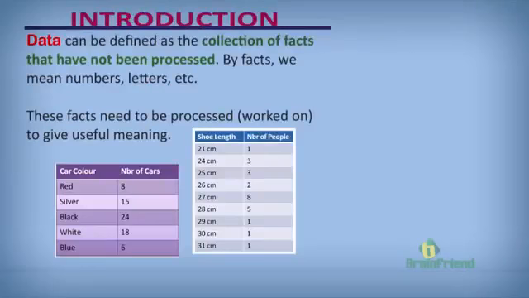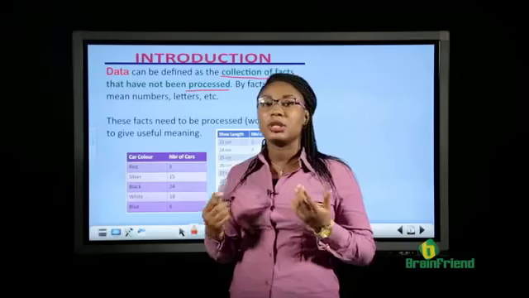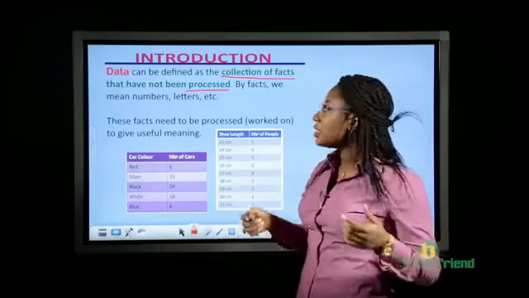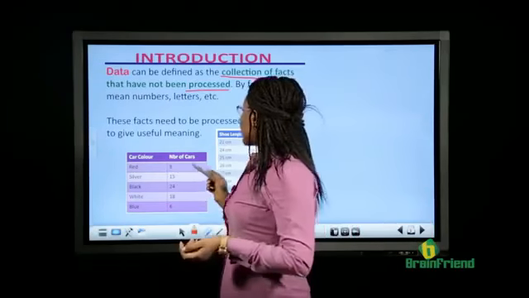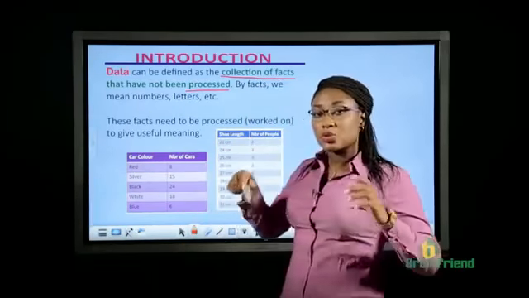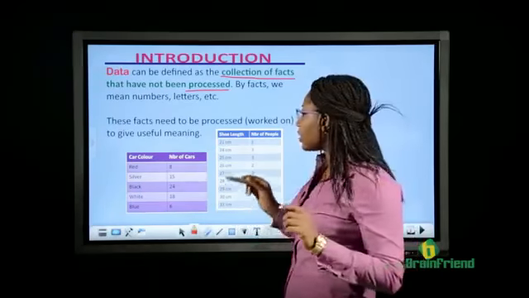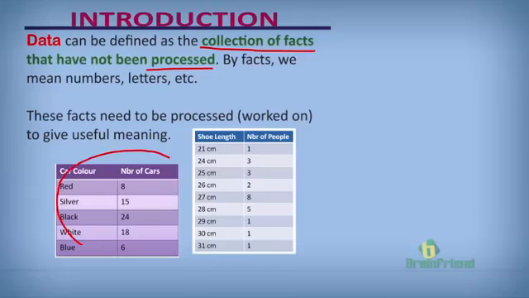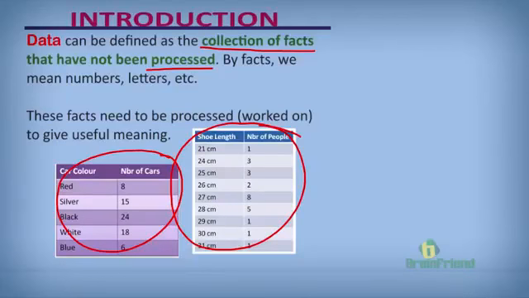Now, what is data? Data can be defined as the collection of facts that have not been processed. By facts, we mean letters, numbers, and so on. Now, these facts have to be processed to give a useful meaning. For example, this is a collection of the number of cars, the raw facts. This is also the collection of the length of shoes. It's also called data, it's a raw fact.